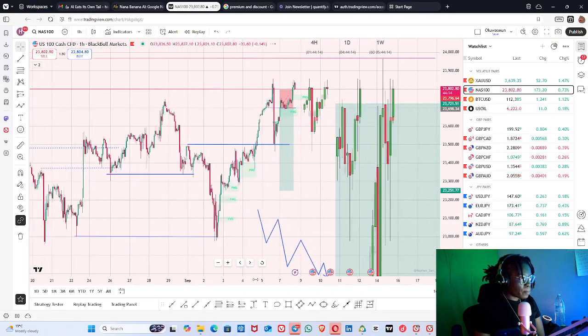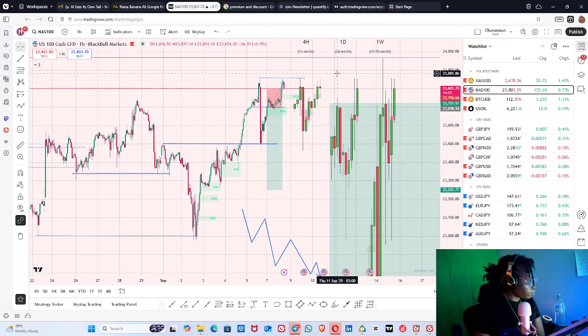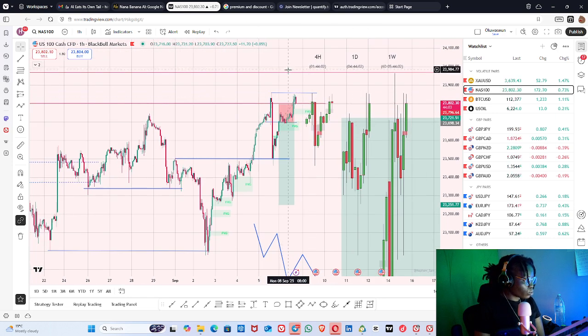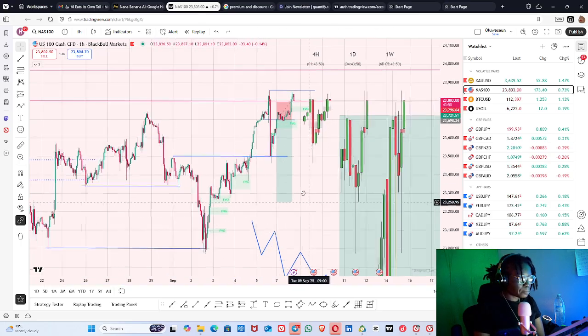So basically what I'm expecting price to do is to sweep this eye. Now once price sweeps this eye, two things might happen. It might eventually go to take this eye or come back down. Those are the two things that may actually happen.